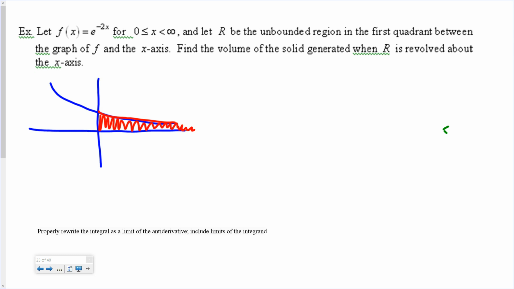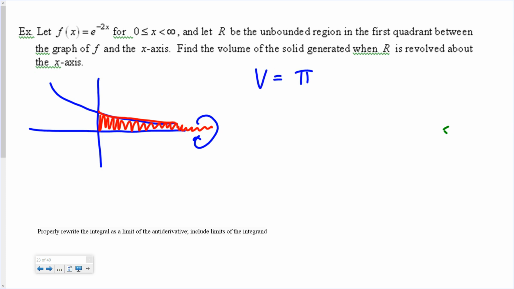You can see that R is going to leak out over here. Find the volume of the solid generated when R is rotated about the x-axis. So we're going to rotate this region about the x-axis. You can kind of see it looks like a sideways cone, okay, with some curved sides. And what we want to do is get the volume of this.